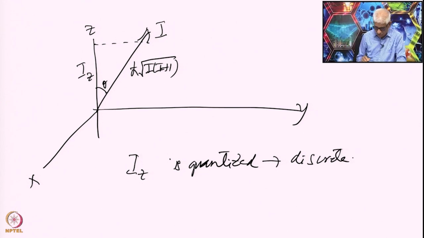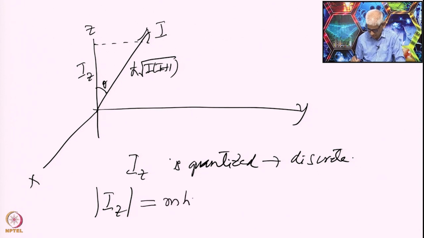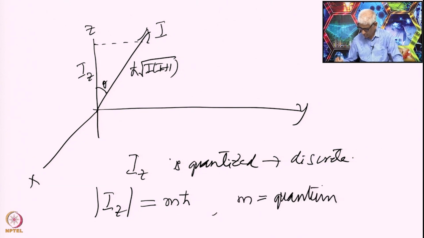So the magnitude of the z component is represented like this, magnitude of I is represented by modulus of I, magnitude of z component is represented like this, and this is given by m h cross. Okay. And now what is m? M is a number, a quantum number, another quantum number, and this is called the magnetic quantum number.